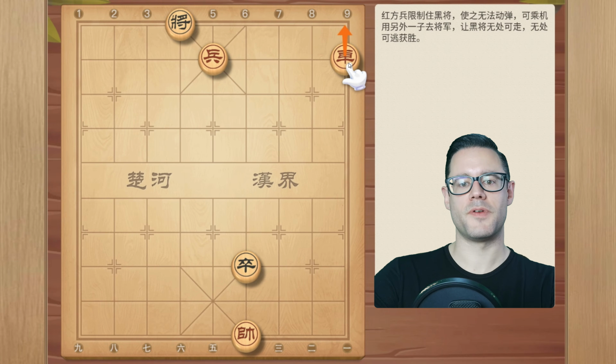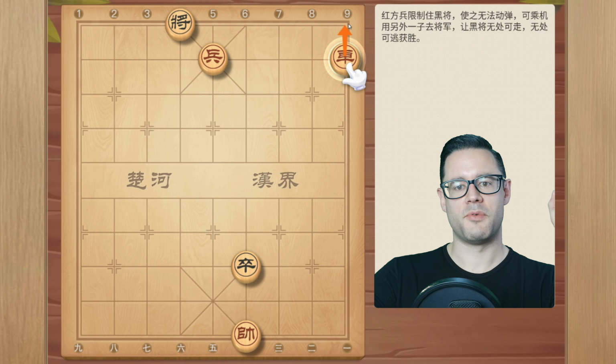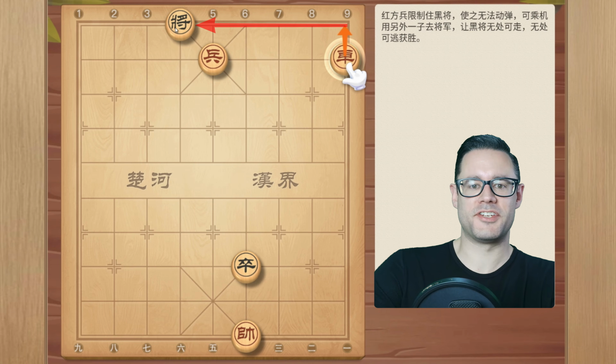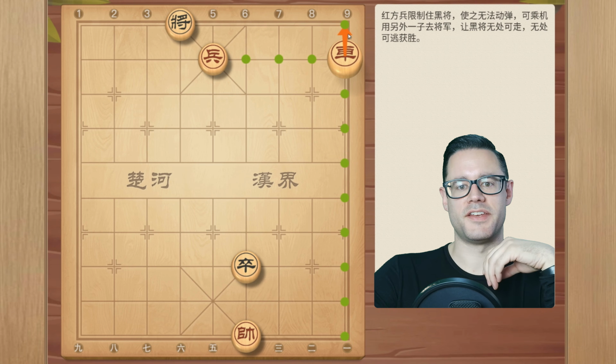So that means if we move our chariot here, remember chariots move just like rooks, it would be attacking the general, and the general can't escape. That is the definition of checkmate. So let's go ahead and do that.